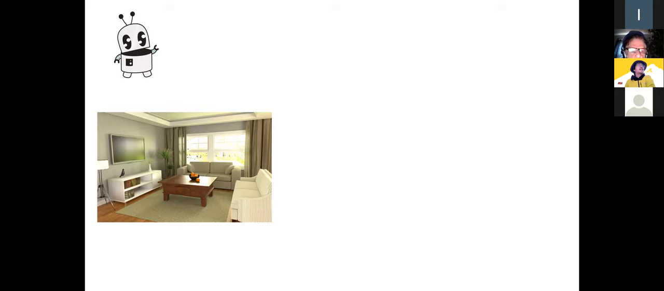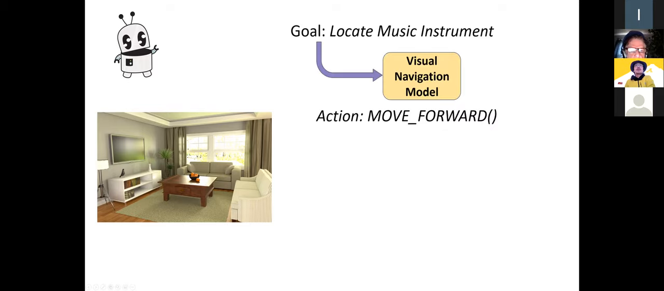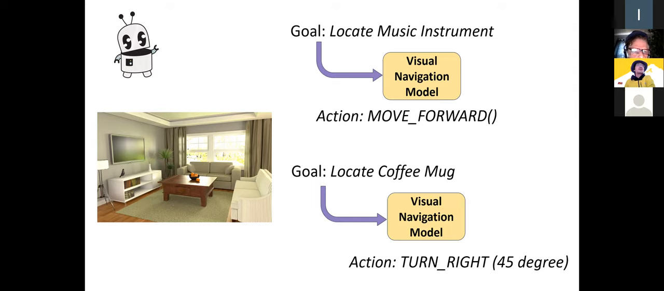So I'll give you an example, right? If a robot sees this view as its input, and the goal is to locate a music instrument using the visual navigation model, the action will be to move forward because TV sets are typically considered closer to music instruments. But if the goal is to locate a coffee mug, then the action probably should be to turn right and explore a little bit more and find the kitchen. So by this example, we're showing that even with the same appearance, the same image or same visual input taken in by the robot, the action space is going to change widely based on the original goal that is being set for the agent. So it's fairly straightforward active perception theory, following the active perception paradigm.